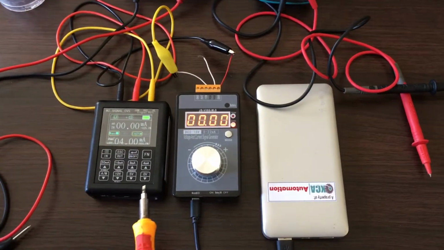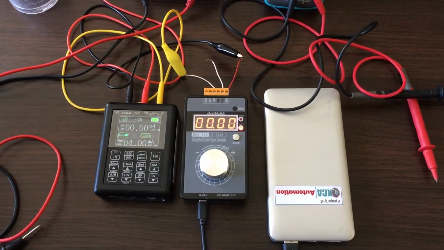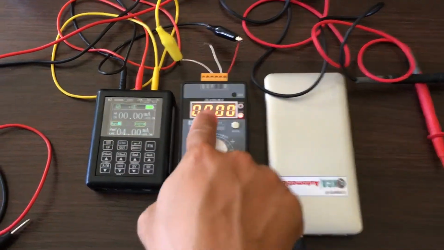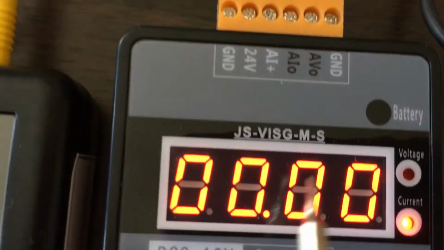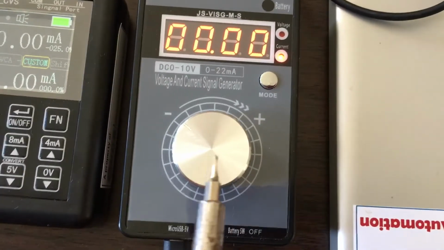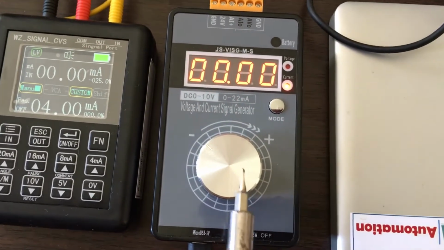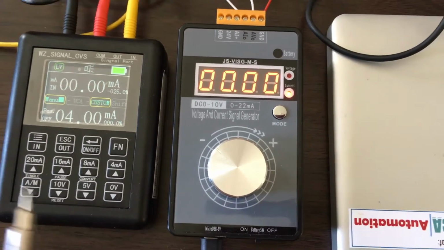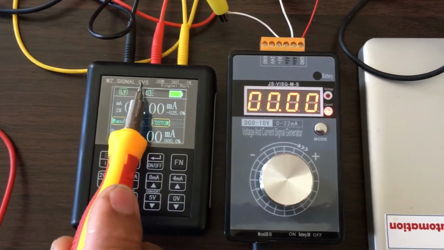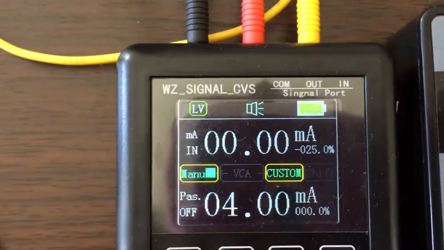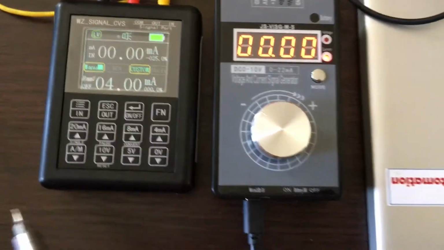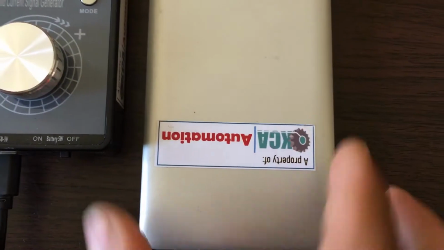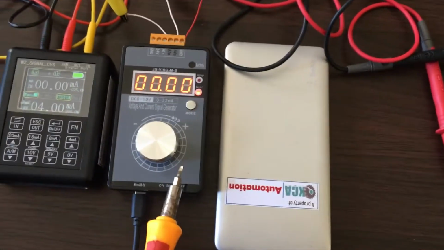Okay, I have here two different kinds of simulator. So this one, JS-VISG-M-S, we can simulate milliamp and voltage. The other one is WZ signal CVS, which can simulate as well as read milliamp and voltage. This one is only a power bank to supply your simulator.